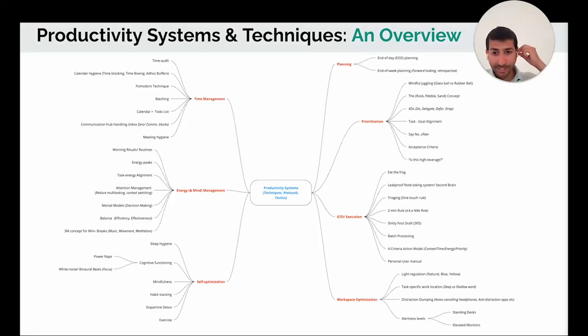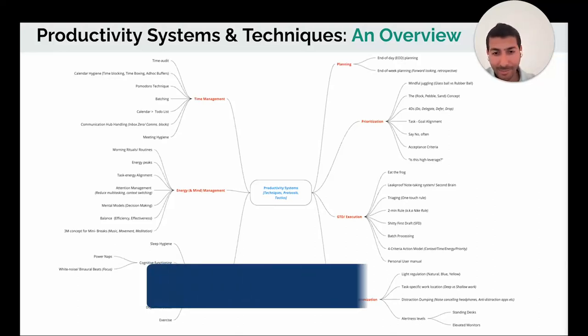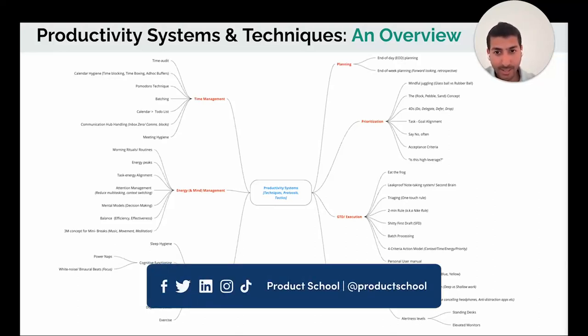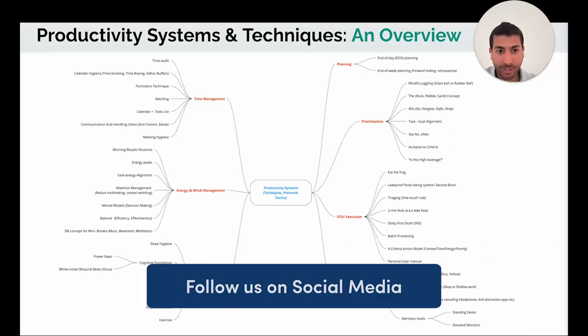For example, in the GTD system, the Getting Things Done system, you could use something like Google Tasks for your task management, right? Or someone else could choose to use an app like Todoist, right? Which is another popular app out in the market, or some other app, right? So it doesn't really matter. What matters is that you understand what concepts are at play and how you can best leverage them to be more productive.